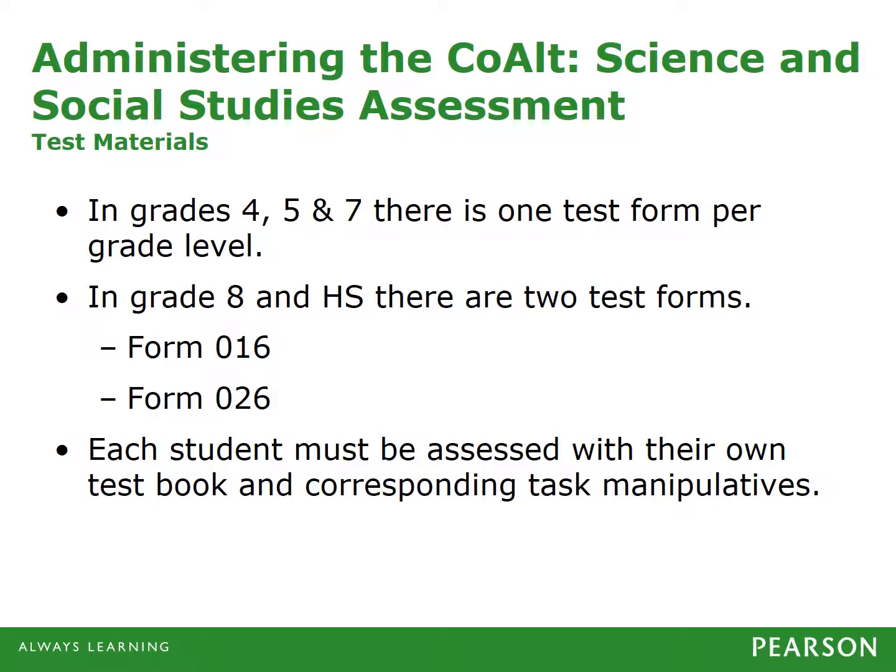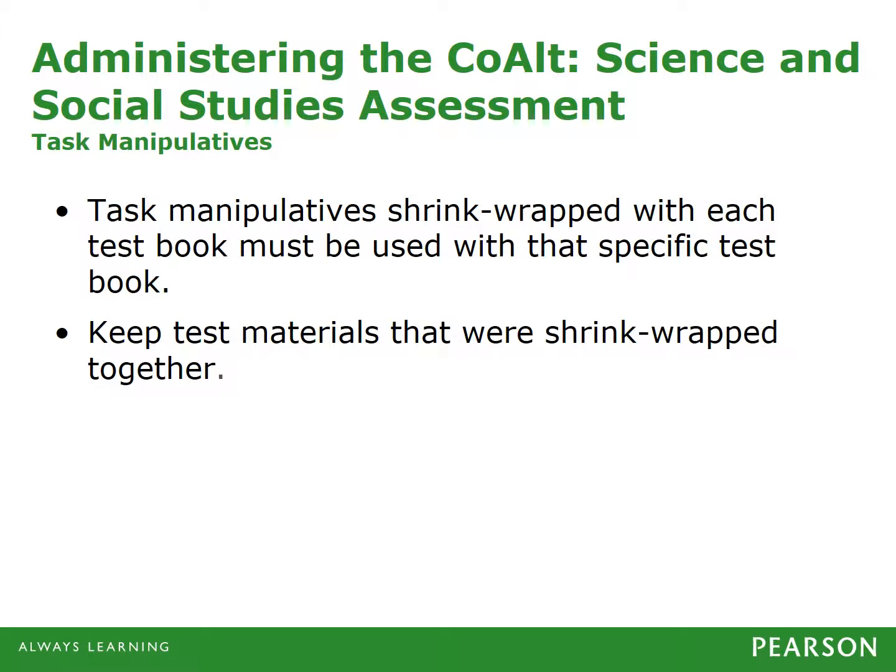In grades 4, 5, and 7, there is one test form per grade level. In grade 8 and high school, there are two forms, Form 016 and Form 026. You need to ensure the appropriate form is indicated on the score entry form in Pearson Access. It is important that the form number indicated on the score entry screen matches the form number on the test booklet. Task manipulatives are shrink wrapped with each test booklet and must be used with that specific test book. Keep test materials together.